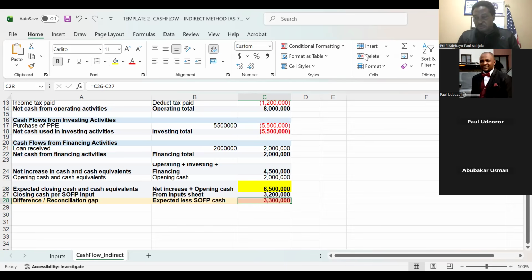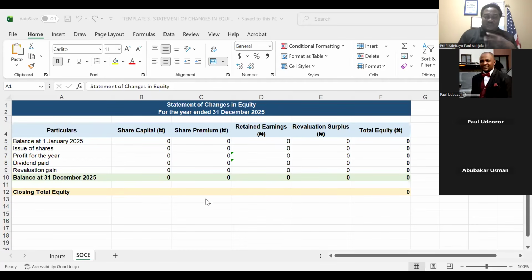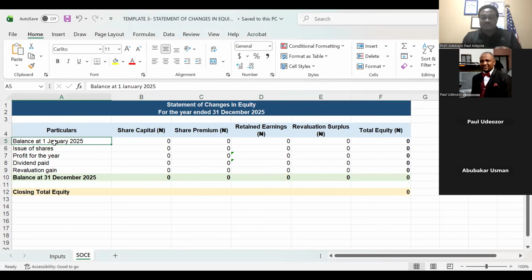Ladies and gentlemen, I have 3 minutes left. And within that 3 minutes, I'm going to look at the last question, which is the statement of changes in equity. That's template number 3. And if you have also downloaded it, see all you need to do. This is the format for the statement of changes in equity. It's very easy. All you need to do is balance at the beginning of the year.